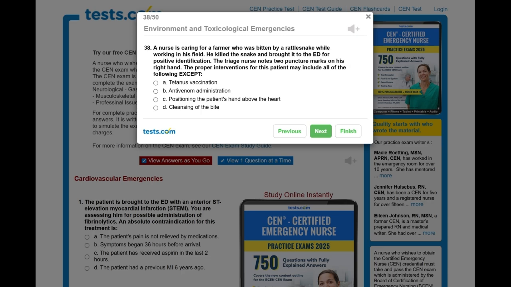A. Tetanus vaccination, B. Antivenom administration, C. Positioning the patient's hand above the heart, D. Cleansing of the bite.